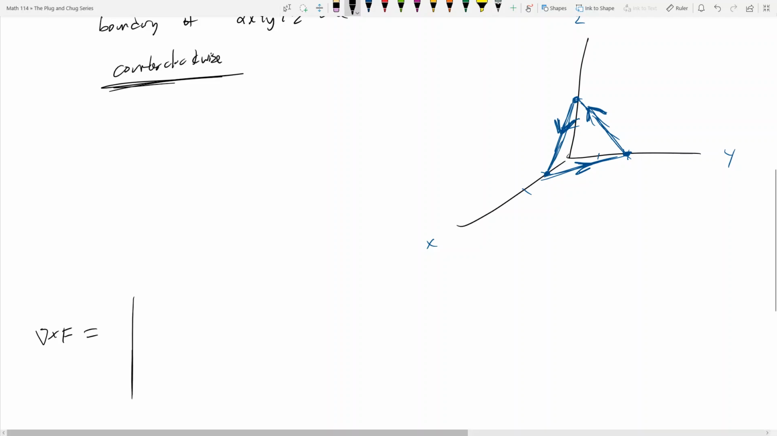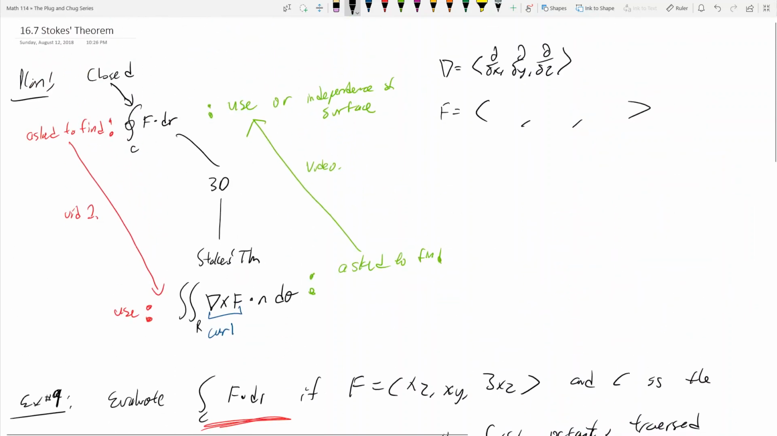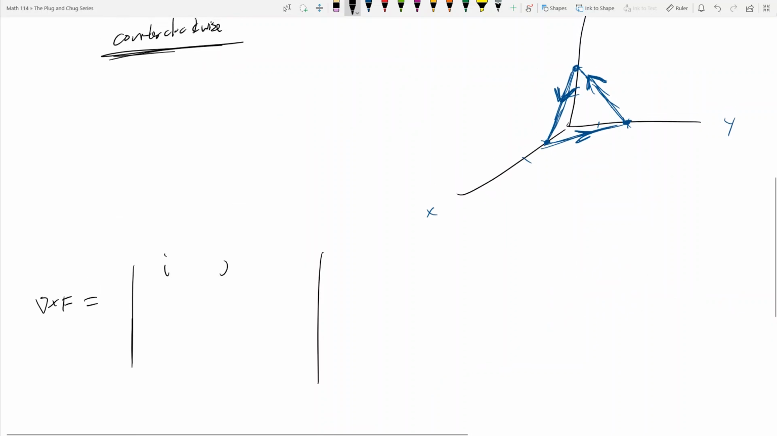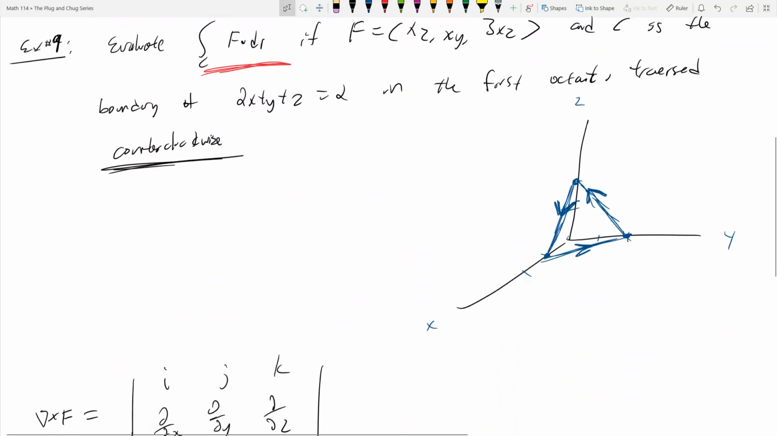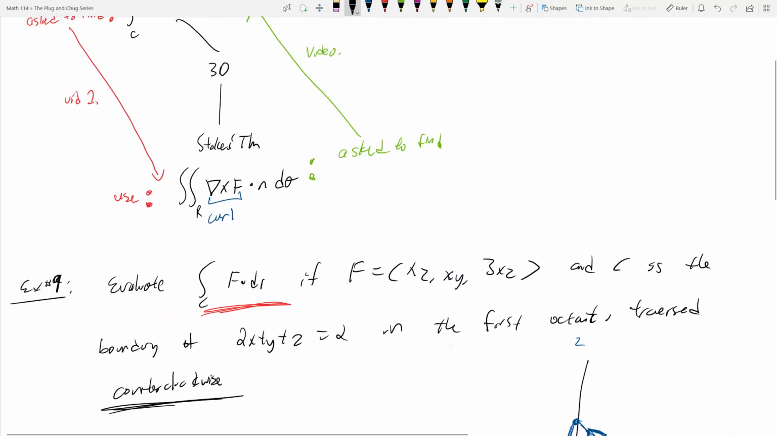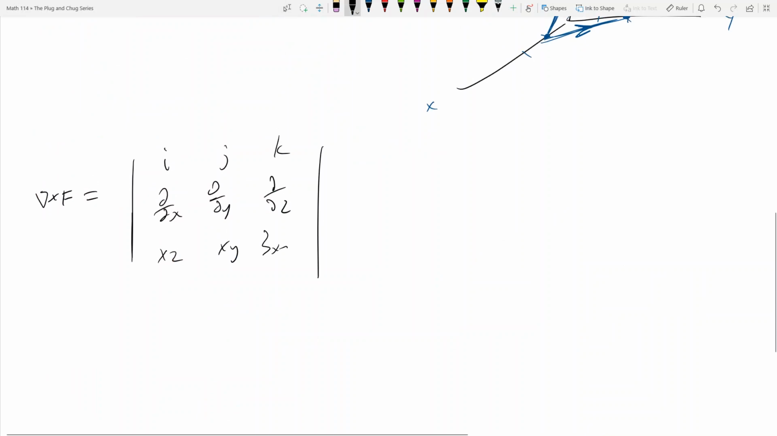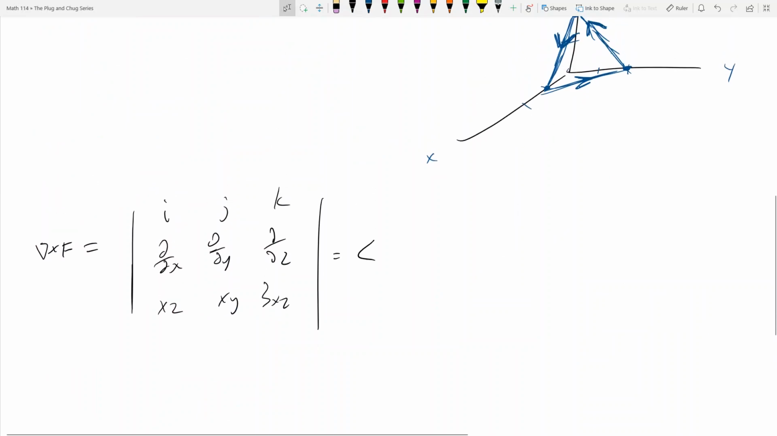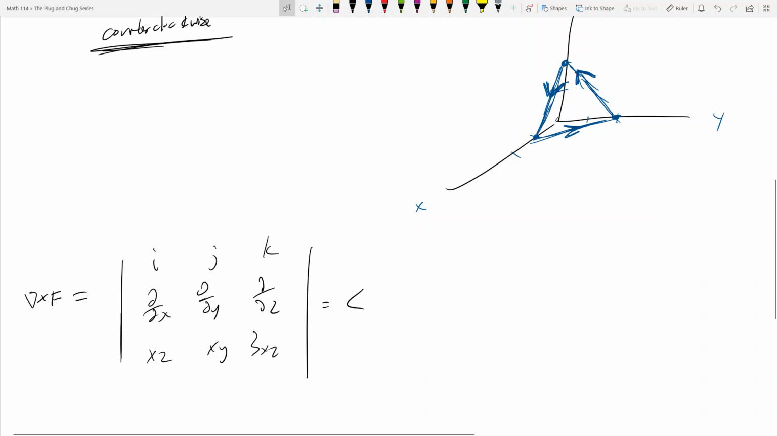Well, remember, this del, this upside down triangle, is partial x, partial y, partial z. So I'm doing the determinant with i, j, k, partial x, partial y, partial z, and F. And remember what F was? F was xz, xy, 3xz. This is a cross product. Del cross F is curl. It's called curl, so this is a name you really need to be familiar with. It's called curl, not Carl.